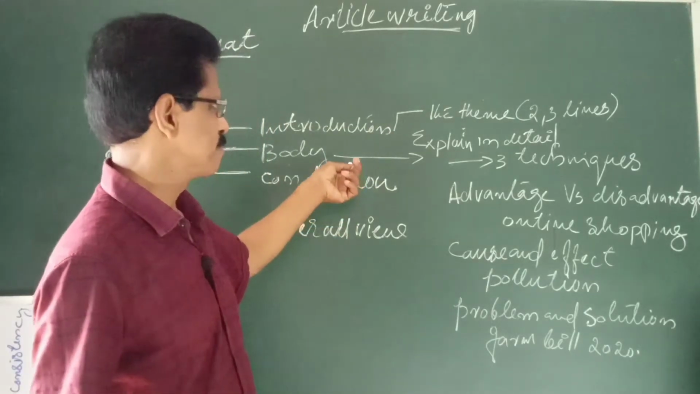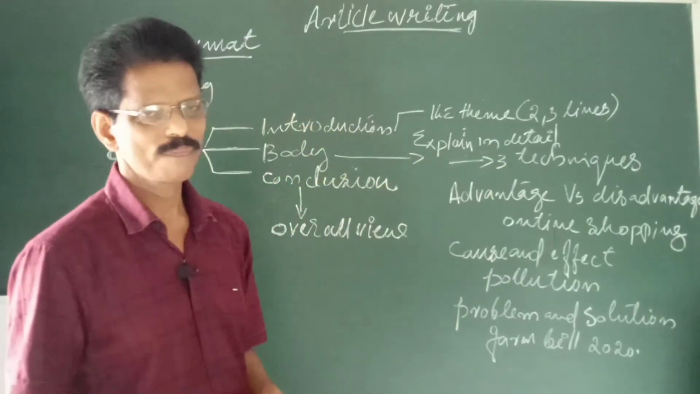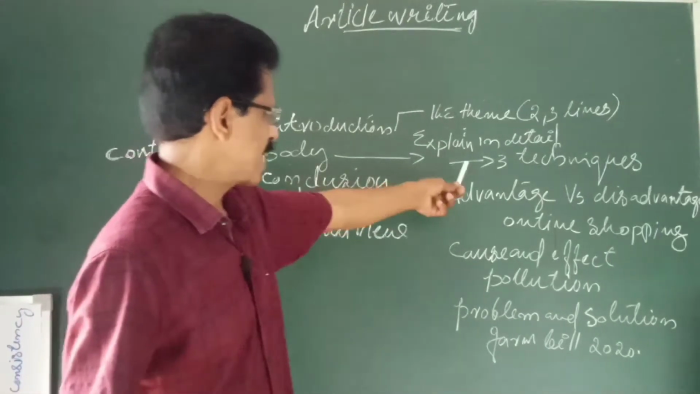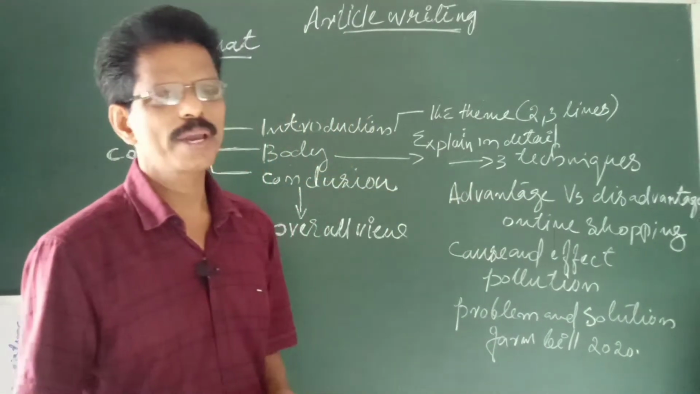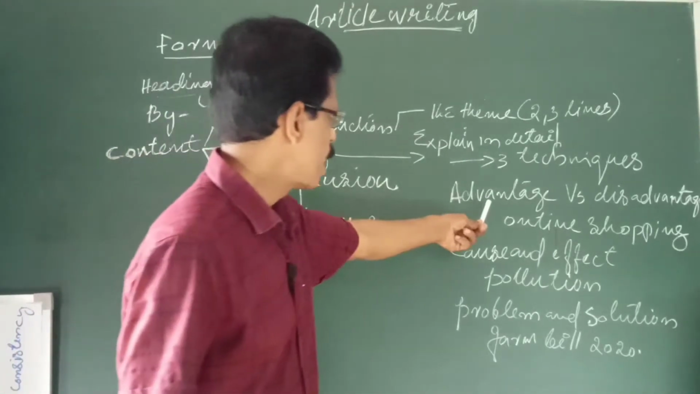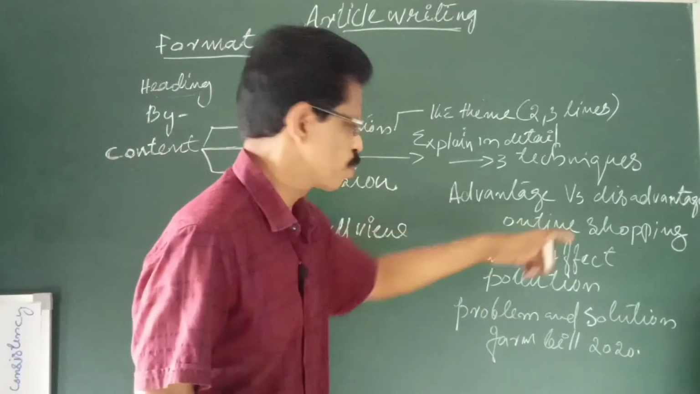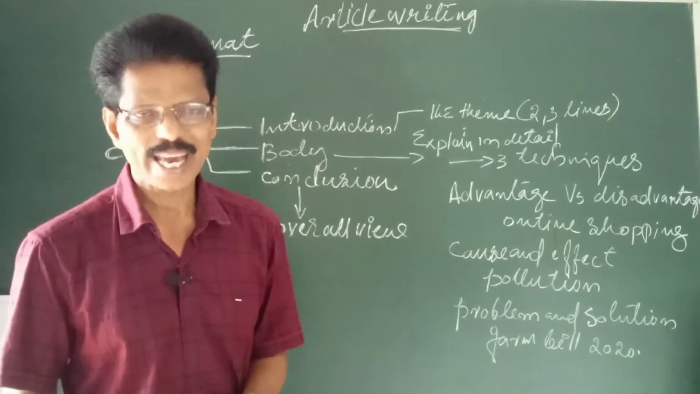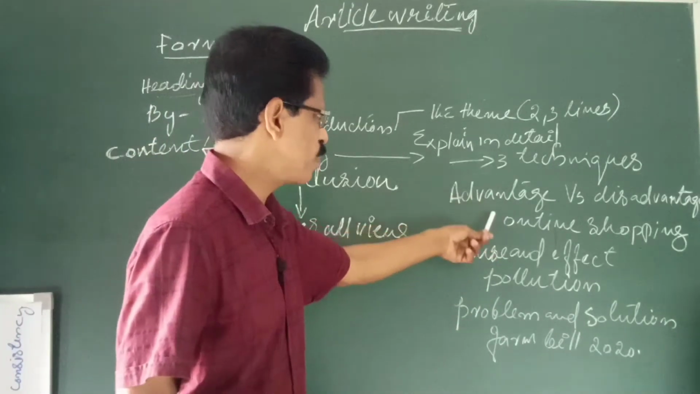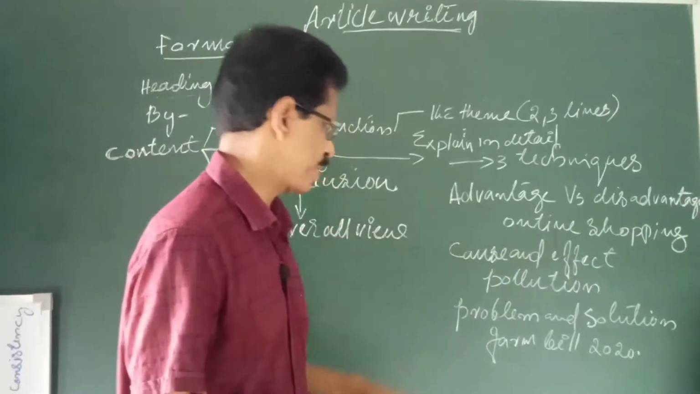Now comes body. Okay, so in this you explain the topic in detail. There are 3 techniques for writing the body of an article. Number 1, advantage versus disadvantage. For example, online shopping. Some advantages are there, disadvantages also are there. So in this way you can discuss advantage versus disadvantage. And number 2, cause and effect.